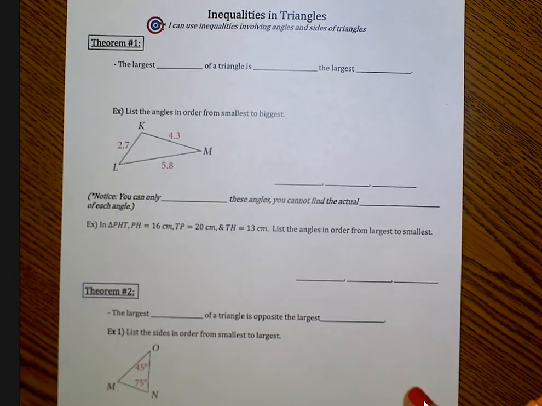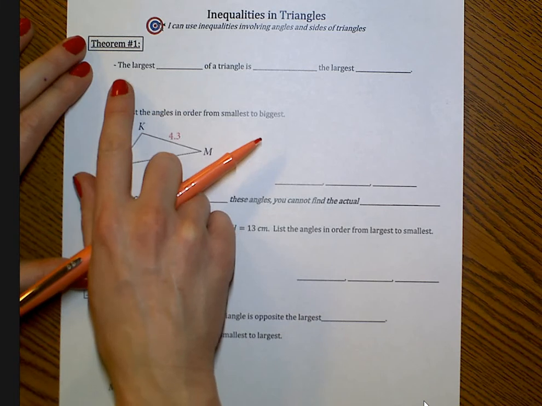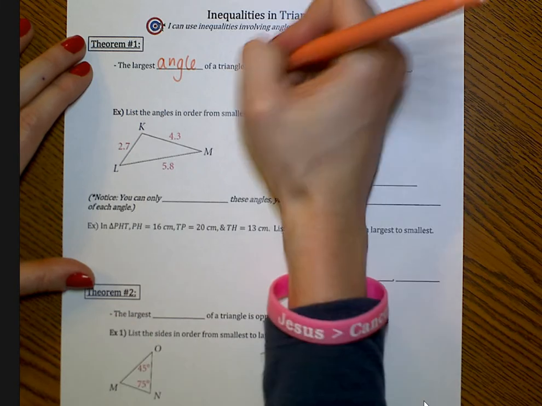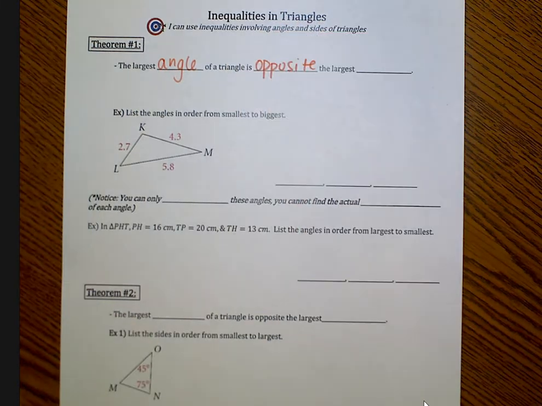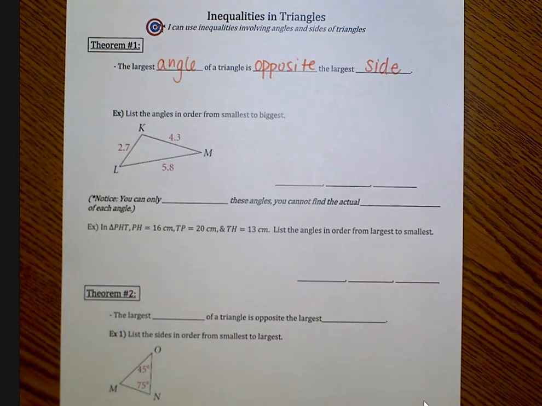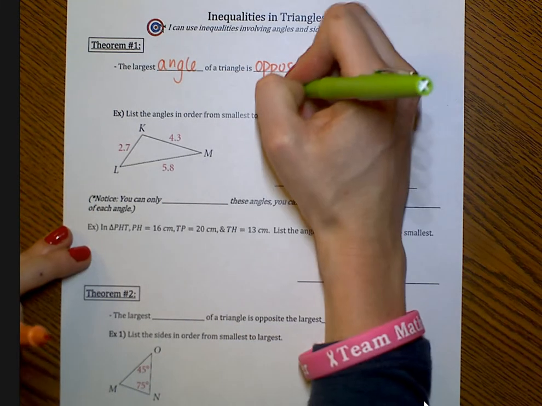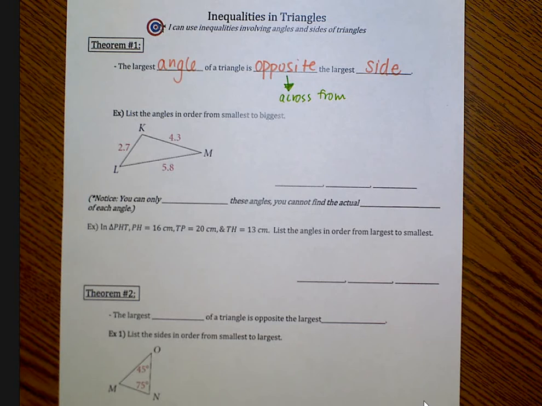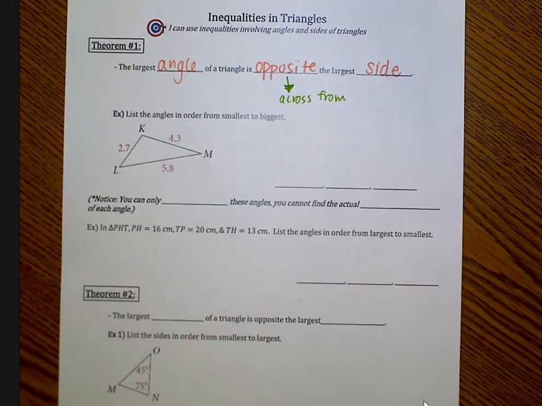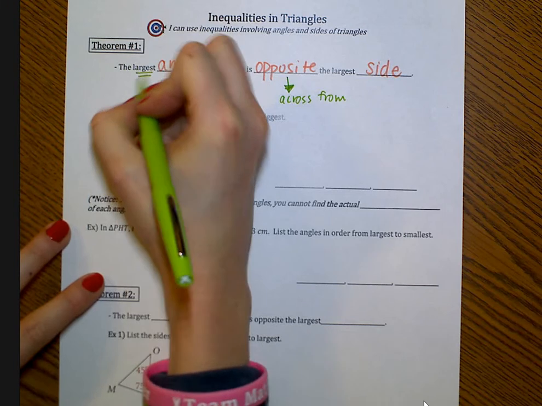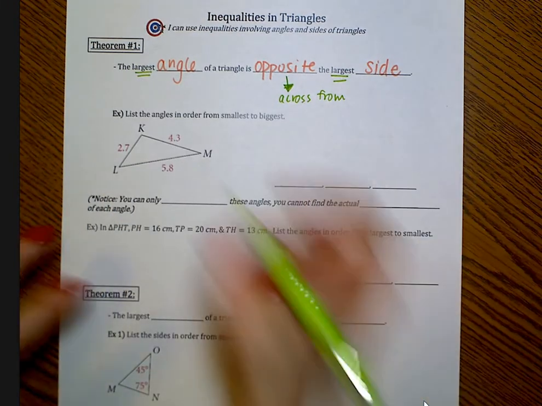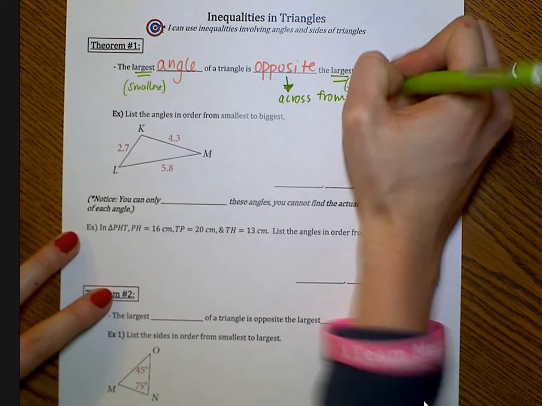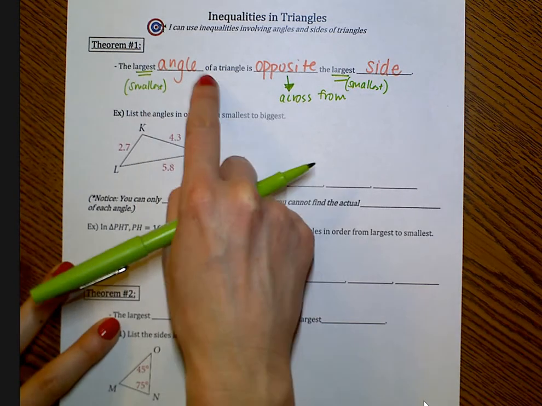And they're very similar. So if we look at this first theorem, it says that the largest angle of a triangle is opposite the largest side. Okay, and make a note on here that opposite just means across from. Okay, so the largest angle is across from the largest side. Now, it works the same way if you insert the words like smallest instead of largest. So I'm going to put that in parentheses there. Or you could say, and vice versa. The smallest angle of a triangle is opposite the smallest side.